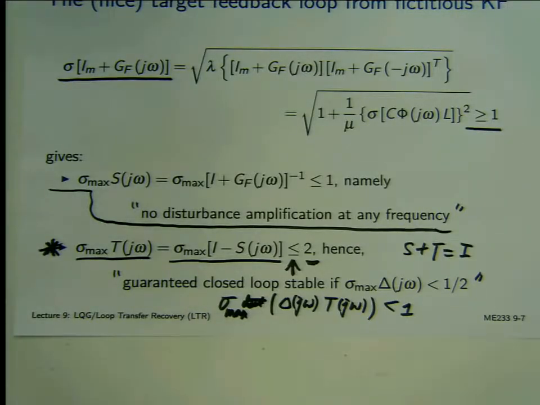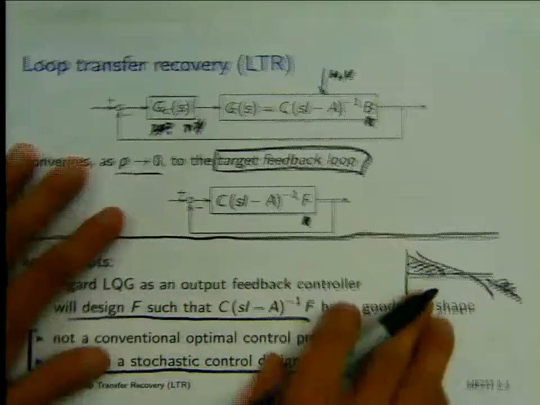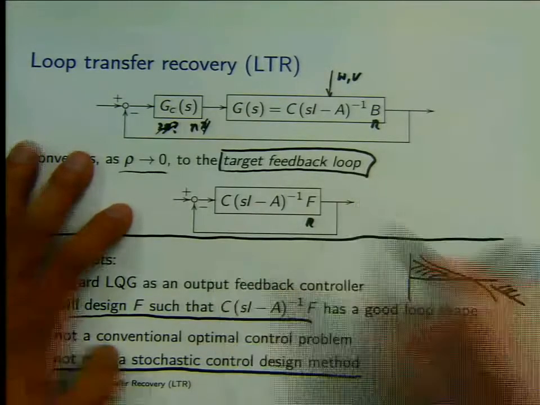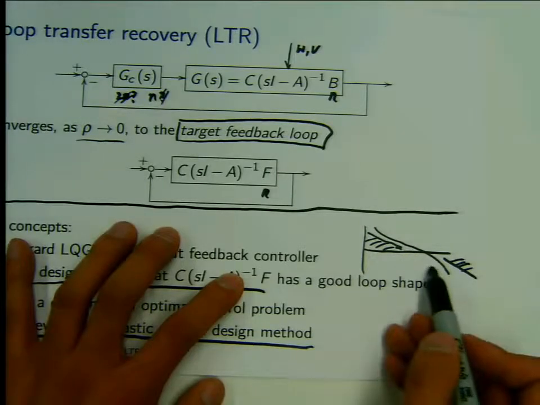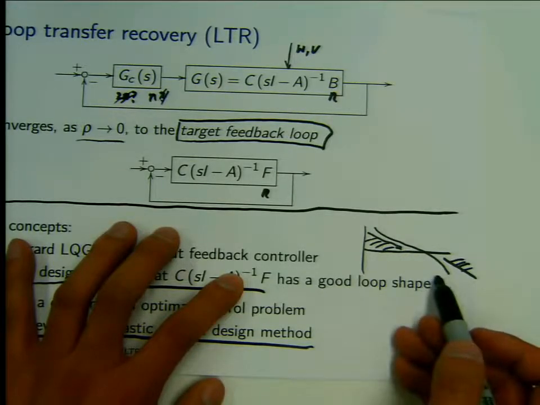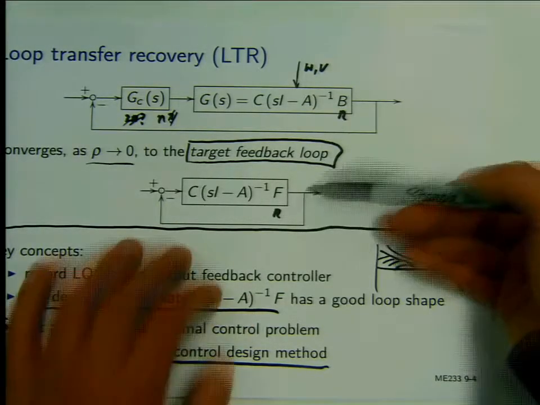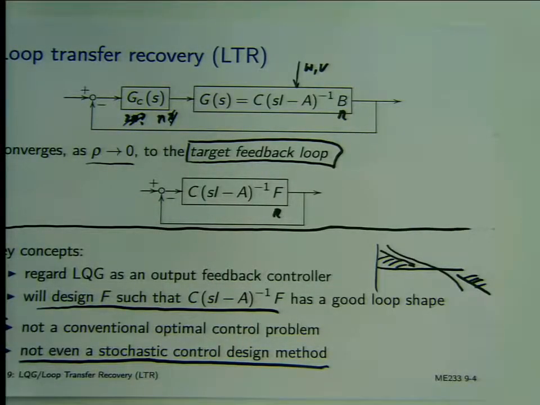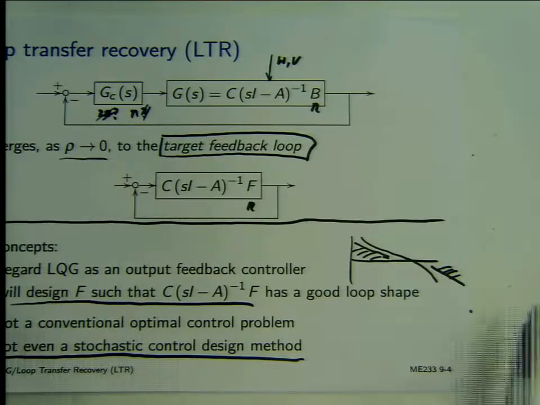The design logic, let me bring back the picture here, is as follows. First of all, you design a target feedback loop, and you can design this target feedback loop so that it has certain nice margins by designing F. Then afterwards, you go back and see how the system approximates this target feedback loop. So gain margins and phase margins in this sense are different compared to LQ. Now it's totally loop shaping.